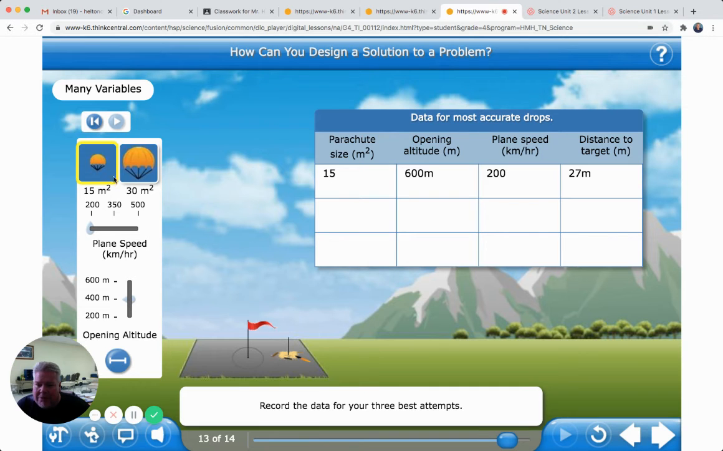What if we dropped it from 200 meters? Let's see. We're going even lower. And the plane's traveling slowly. I don't know why it wouldn't work. Let's try it. Open parachute. Open parachute. Well, that was just terrible. Okay, so let's try again. Let's speed the plane up and see if that helps any.